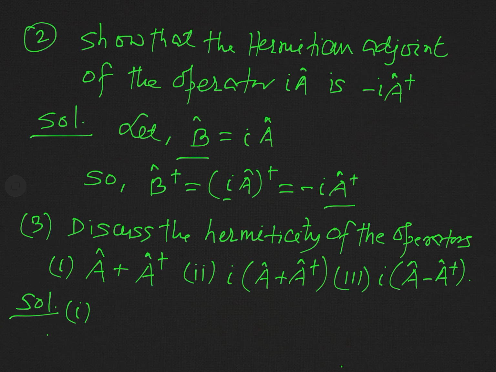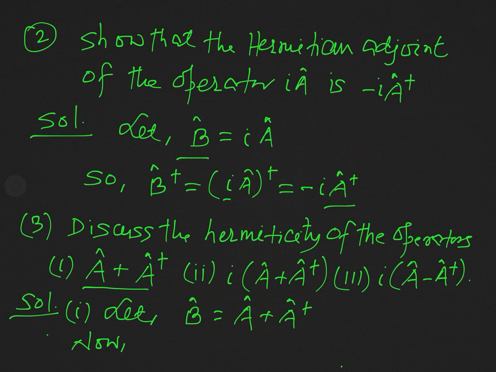Number 1. If we have to test its hermiticity, what will we do? We will actually find the Hermitian adjoint. And if that Hermitian adjoint is the same as the given operator, we can say that the given operator is Hermitian. And if it is not the same, then it is not Hermitian. So let B hat equal A hat plus A hat dagger. We consider it.